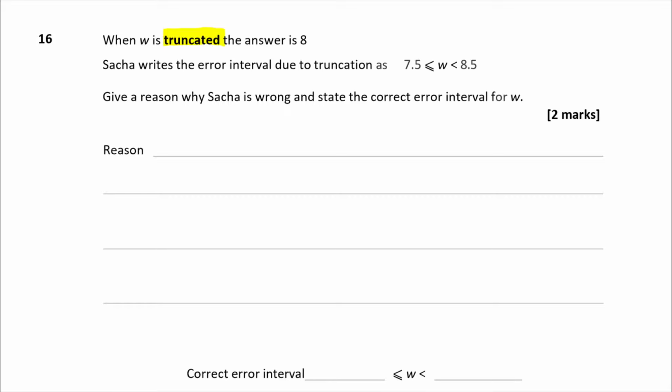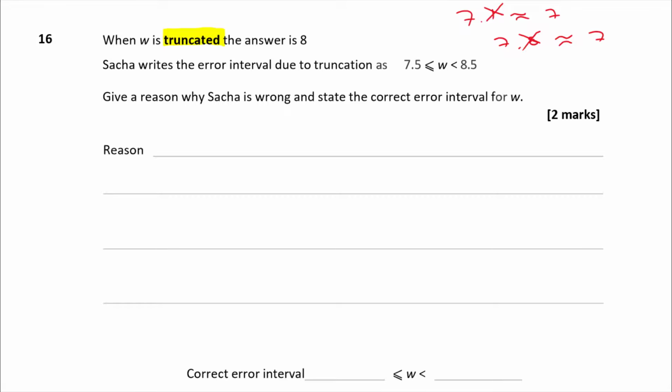So 7.1 would truncate to 7, but also 7.8 would truncate to 7. You just get rid of the decimal part on the end and leave yourself with the whole number part when you truncate. So if you think about the numbers that truncate to the answer 8, they're going to be anything between 8 and 8.9999999, or just slightly less than 9, isn't it?